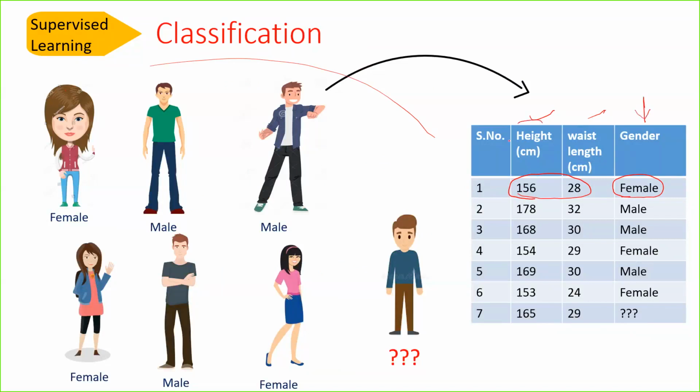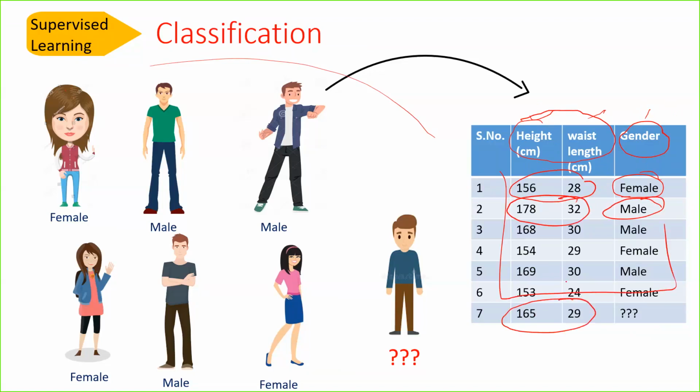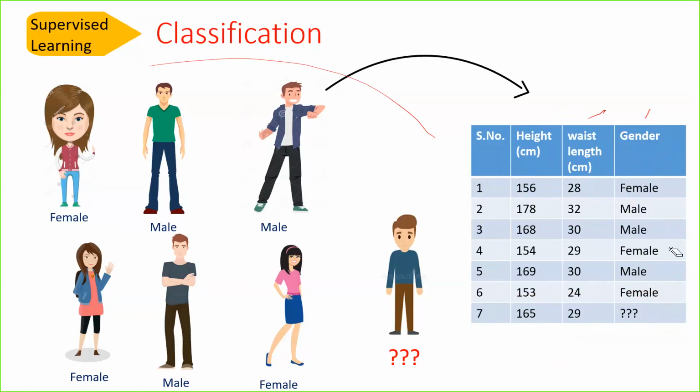The height and waist length, we call them the input variables or the features. Gender, we call it the output variable or the label or the target variable. So we are given the input variables and the output variable for a few images, and given a new image for which we know the input features, but we don't know the corresponding target value, the task is to predict that. This is precisely the supervised learning problem.